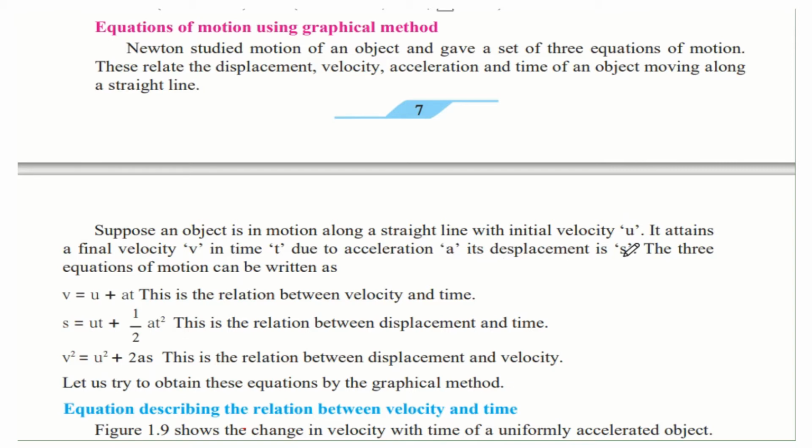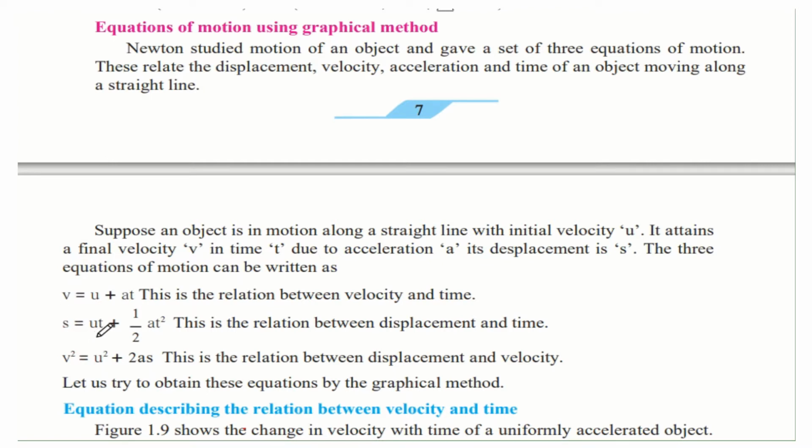Its displacement is s. The three equations of motion can be written as v is equal to u plus at. This is the relationship between velocity and time. So v and u are velocity, acceleration is a and t is time. So this equation is the relation between velocity and time.